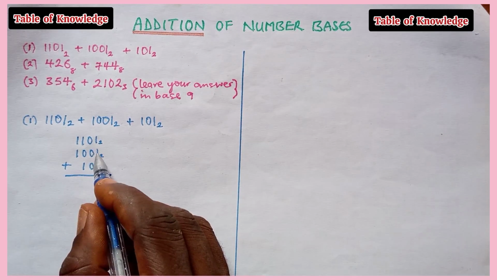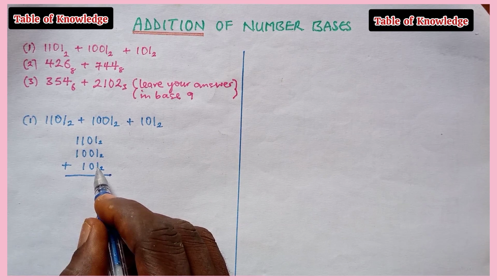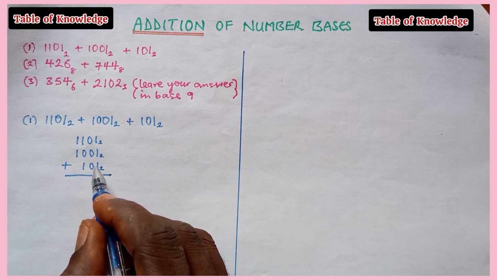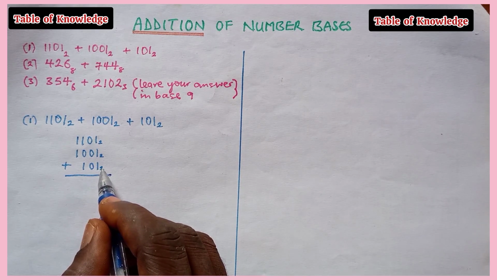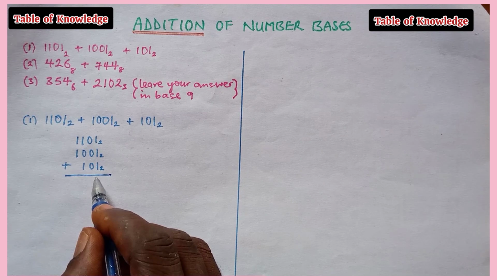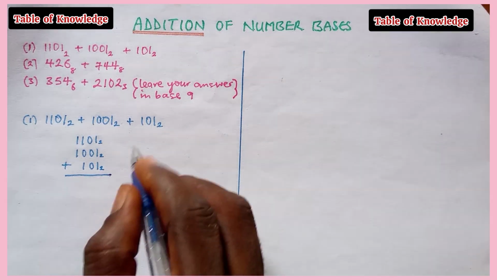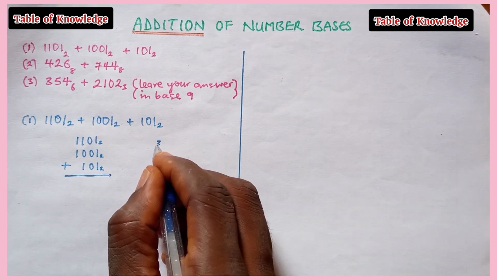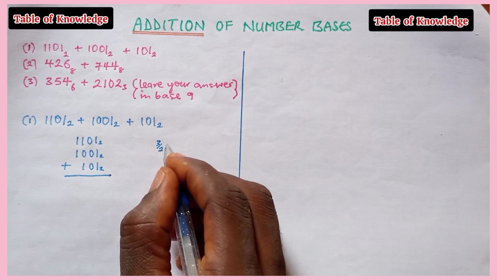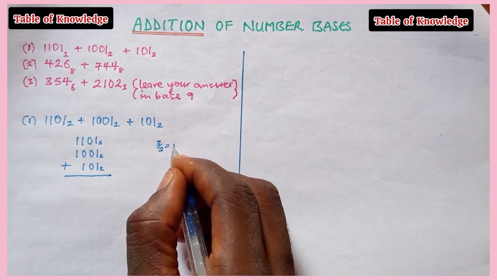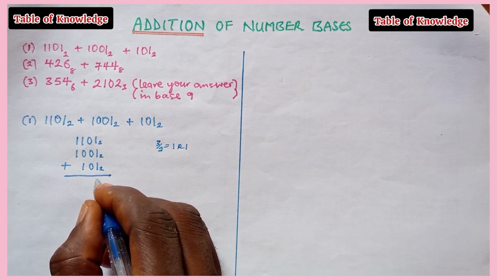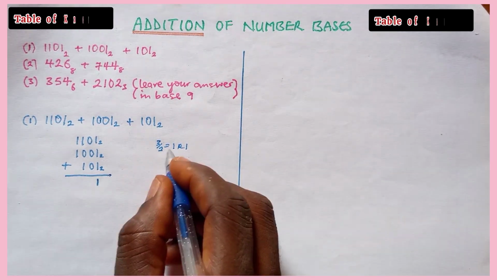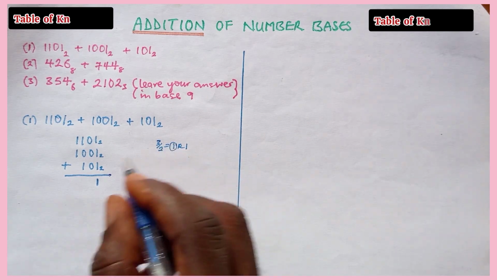1 plus 1 plus 1 is 3. The 3 is greater than the base, which is 2. So we cannot pull down the 3. Rather, we use the base to divide the 3, write down the remainder, and carry the whole number. So what we have here now is 3. We use the base to divide it. 3 divided by 2, which is the base, gives us 1, remainder 1. We pull down the remainder, which is 1, and then carry the other 1, which is the whole number.